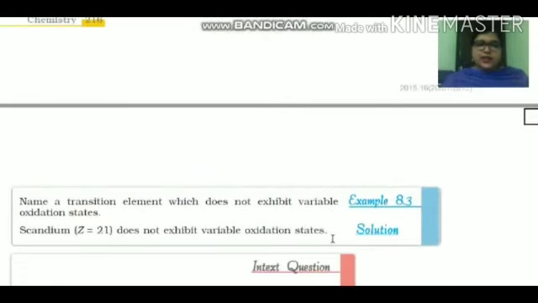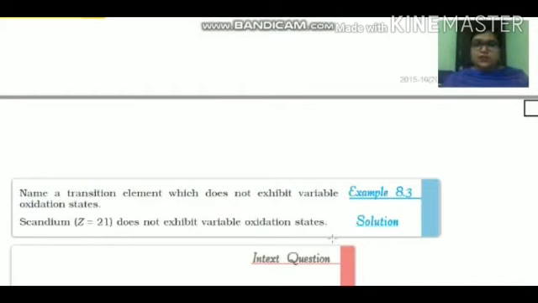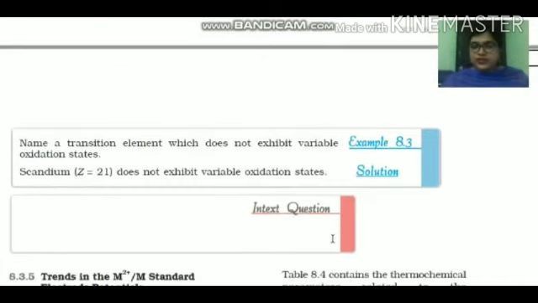One question is there: name a transition element which does not exhibit variable oxidation state. So here the answer will be scandium, because it shows only one oxidation state, that is +3. Zinc is not the answer. No need to answer zinc, children, because zinc is not a transition element. As I told you at the initiation of the chapter, you can answer name a transition element which does not exhibit variable oxidation state.